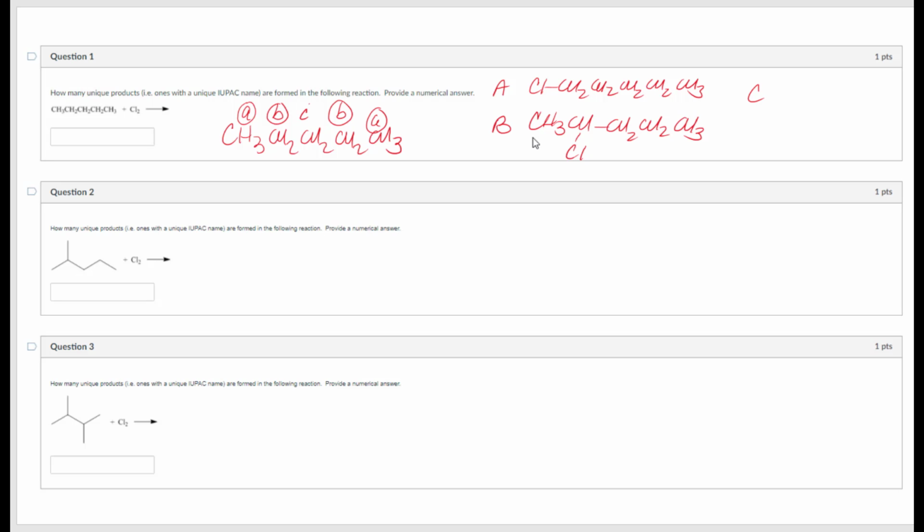And then finally the CH2 in the middle would give me product C, which would be 3-chloropentane. So in this case, there's 3 unique products, A, B, and C, that you would get from this reaction. So again, I'm using the idea that there's symmetry in this molecule, so that the CH3 gives the same product, the CH2s give the same product, as does the CH. So then for problem number 2 here, I'm going to write out the structure.